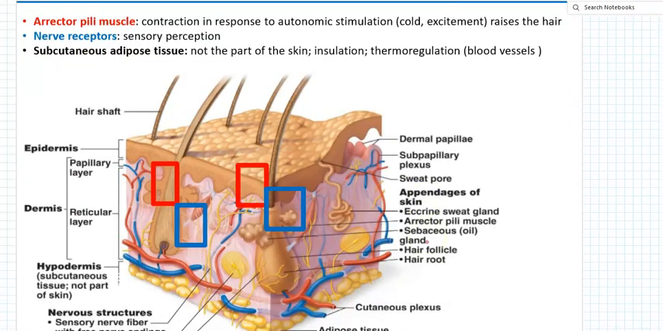This is kind of boring. The image just shifted. So, okay, erector pili muscle right here. The red rectangle was supposed to be over this structure. If you think about the name, erector lifts, pili, hair. So hair lifting muscle. Can we lift our hair voluntarily? Yes. Show me.